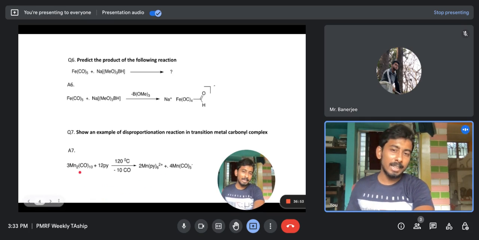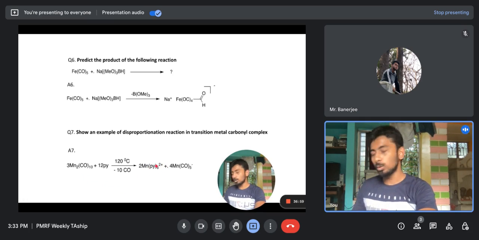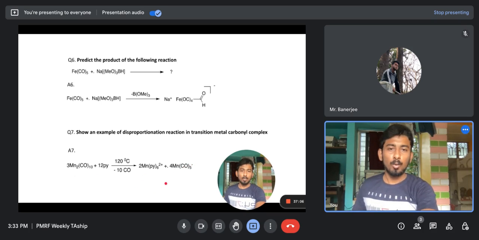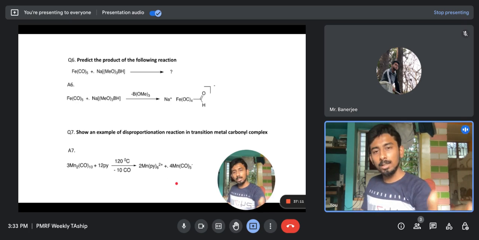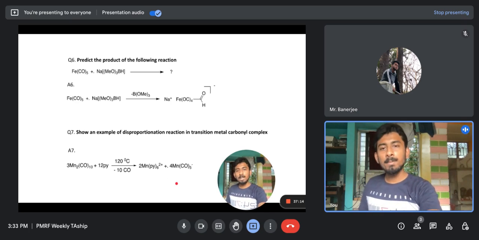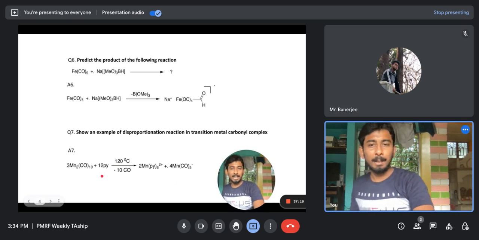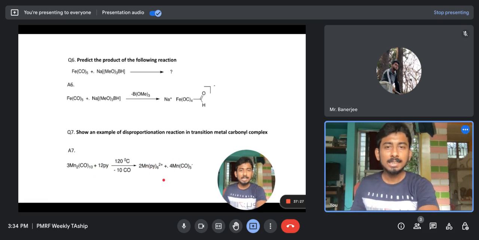So again, I am repeating that. These 6 moles of manganese are there. So 2 moles of manganese will be going to the +2 state, so total increment is 2 into 2, that is +4. And 4 moles of manganese are going to the -1 state, so 4 into -1 is -4. So +4 increment and -4 decrement, which are balancing each other. So this is a very popular disproportionation reaction where this organometallic Mn2CO10 complex, in presence of the strong sigma donor ligand pyridine, is going to the +2 state and also going to the -1 state.